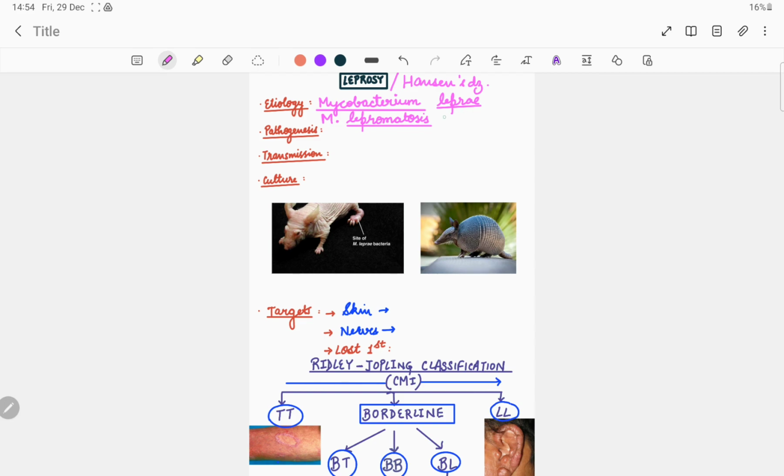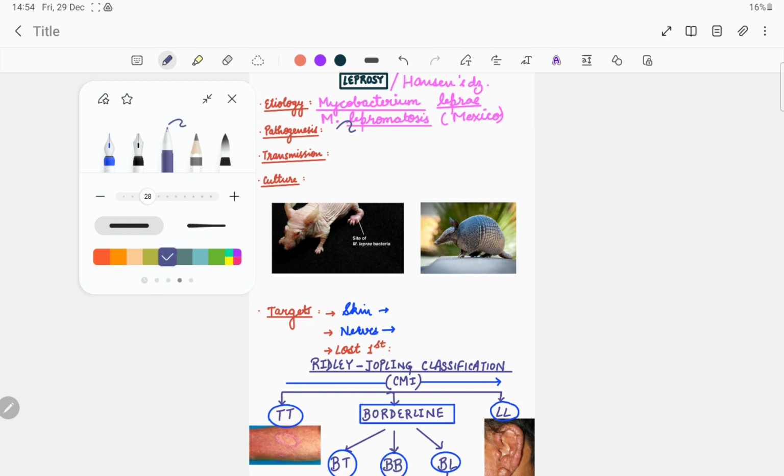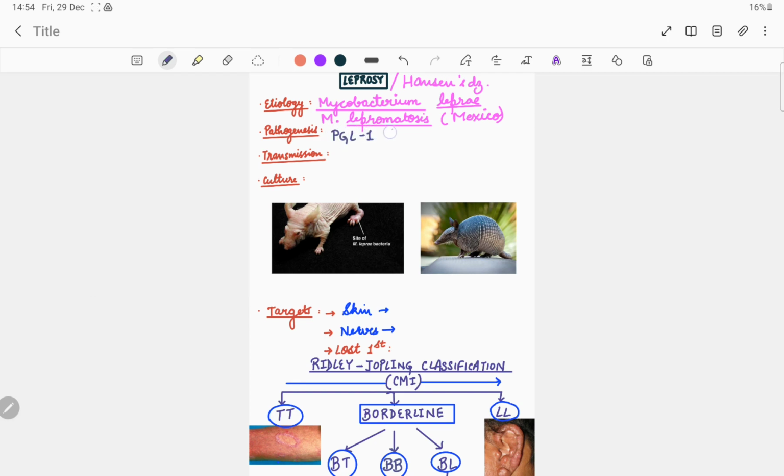There's a diffuse form of leprosy that occurs in Mexico which is known as Lucio leprosy. That is the one which is caused by this lepromatosis. The pathogenesis, the one main compound that's important here is your PGL1, which is your phenolic glycolipid, which is involved in this pathogenesis. The transmission, as we all know, is through the inhalational route, but that's a major form of transmission. The other minor form of transmission is your skin to skin contact.